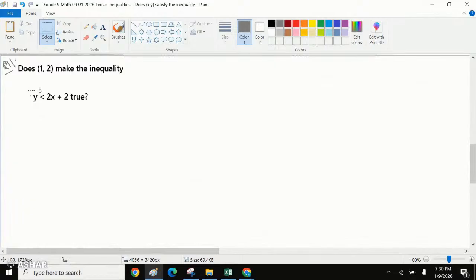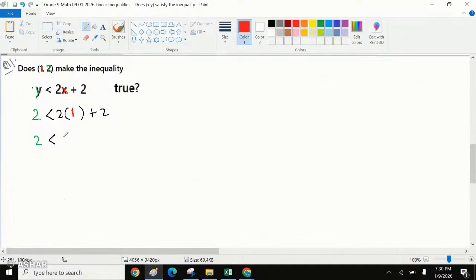They're asking us whether it's true or false. So is it true? Is it false? How do we identify? We identify simply by substitution. Y was 2, we substitute y. So 2, since the inequality is y is less than 2x plus 2, this becomes 2 is less than 2 times, we substitute the value of x, that was 1. So what is 2 times 1? That is 2 plus 2. And the final answer should be 2 is less than 4.